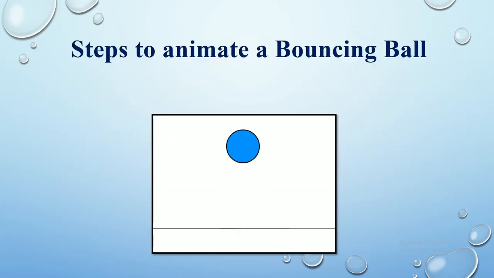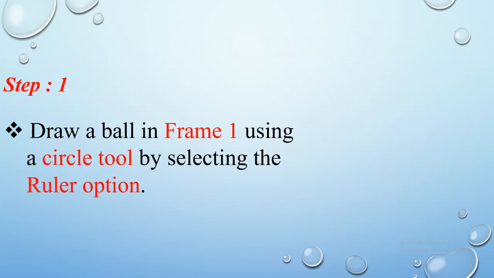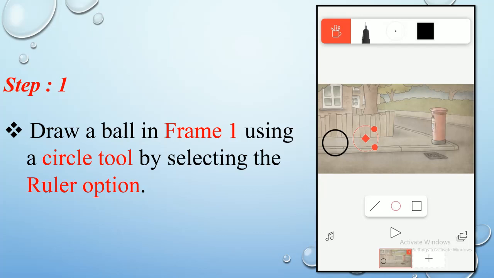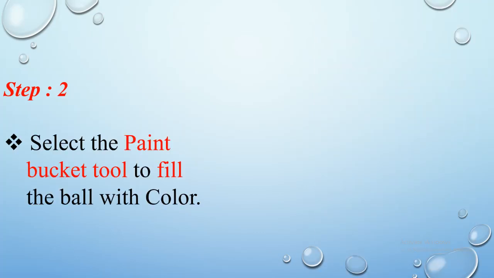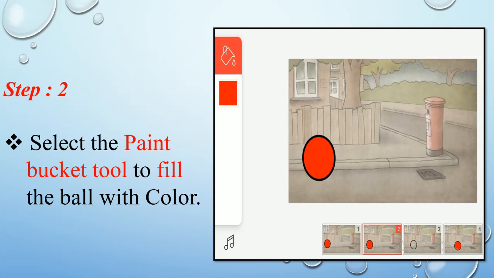Steps to animate a bouncing ball. Step 1: draw a ball in frame 1 using a circle tool by selecting the ruler option. Step 2: select the paint bucket tool to fill the ball with color.